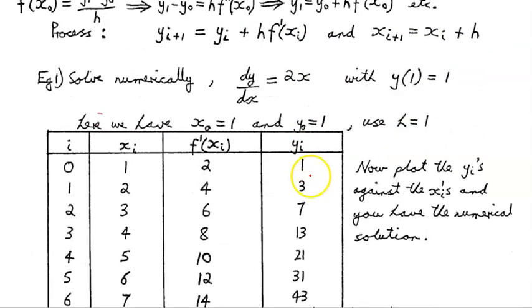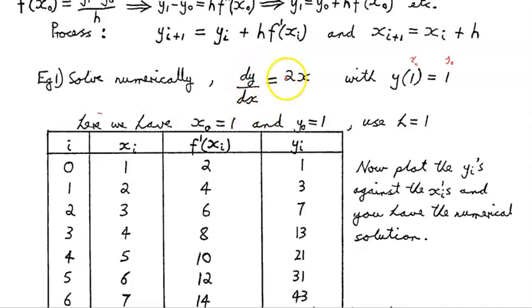And here's our example here. It's going to be dy/dx, first order, is equal to 2x. Okay, initial boundary condition, y of x0 is equal to 1, y0. Okay, now the solution to this is y equals x squared.